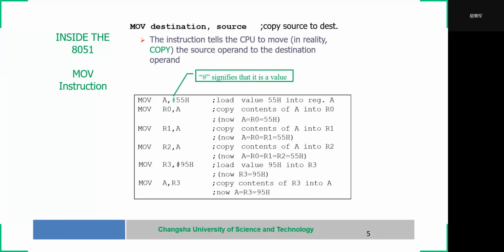Here, MOV A, #55H. Move the value 55H into the A register. There is a symbol, pound, before the data, which means this is a value, not an address. Copy the value to A.